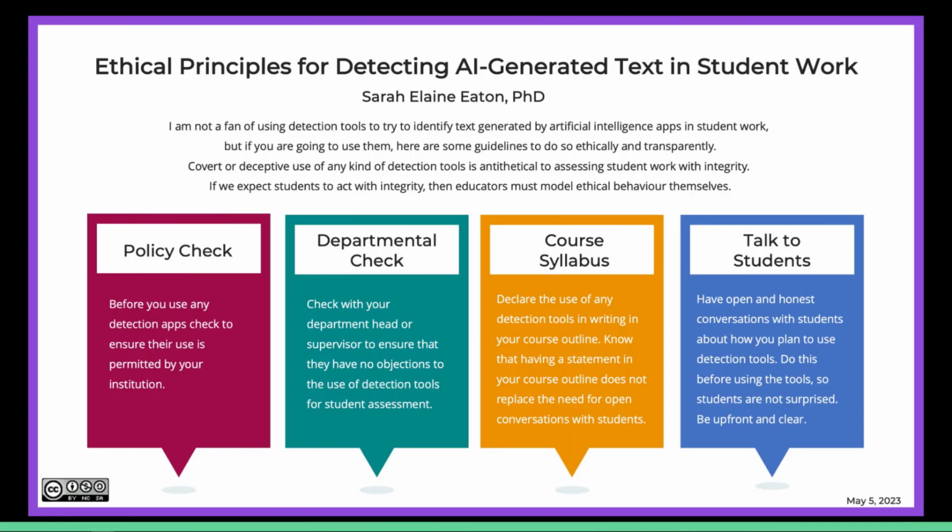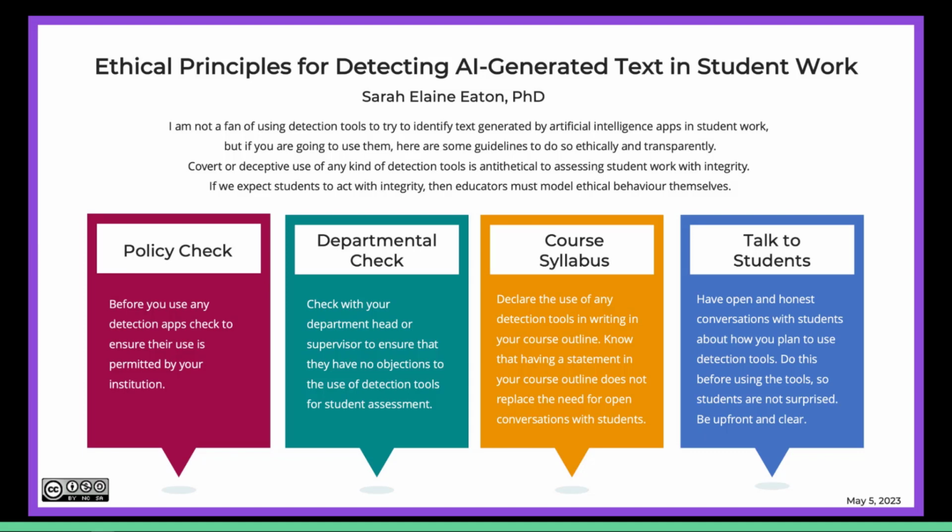In this infographic by Sarah Eaton, she states the covert or deceptive use of any kind of detection tools is antithetical to assessing student work with integrity. If we expect students to act with integrity, then educators must model ethical behavior themselves. If you're going to use writing detection tools, Sarah suggests that you check to ensure that detection tools are permitted by your institution and your department.